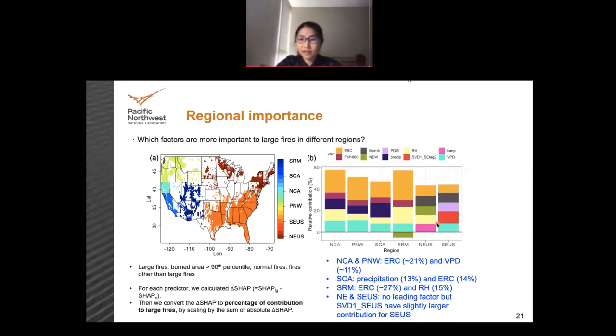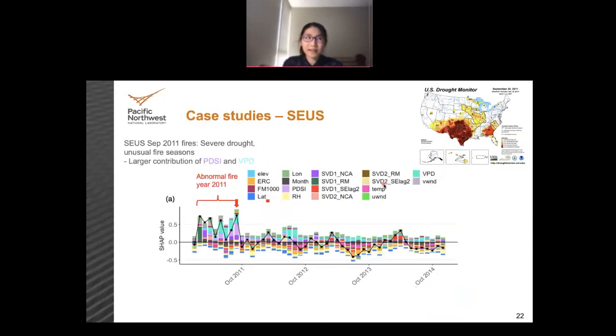While for the Eastern US, we don't see a leading factor, but here I want to highlight the SVD, the large-scale circulation patterns. For the Southeastern US, it actually contributes a little bit more than other factors. And then lastly, as I said, SHAP can be used to identify the factors for a single event.